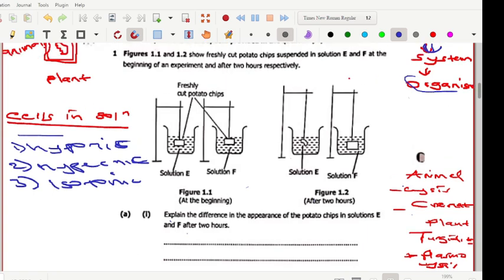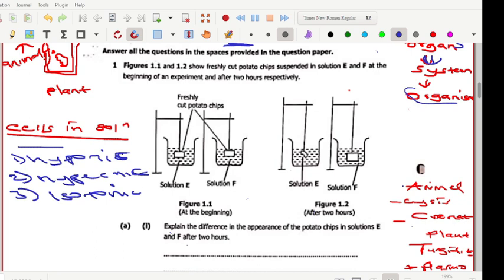So like this question, they are saying that a figure shows freshly cut potato chips. So you need to know, are potato chips a plant or an animal? It's a plant, so all your focus should be on plants.